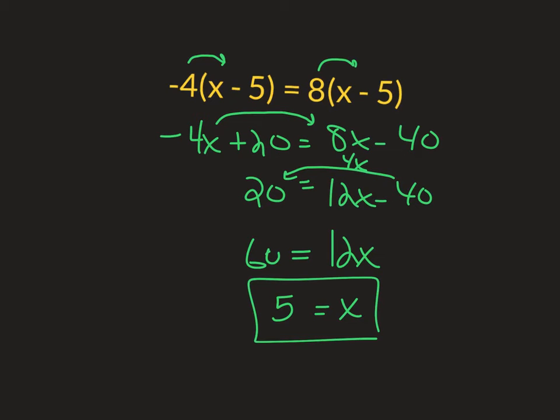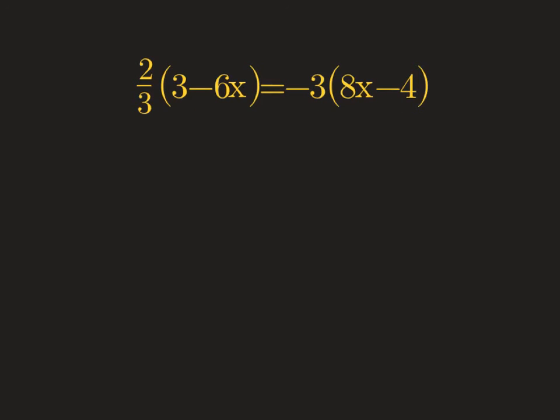There's my final answer. And again, if you plug that in, and the cool thing is if you plug 5 in there, 5 minus 5 is 0, 4 times 0 is 0, 8 times 0 is 0, so it definitely works. All right, last one. I want to show you one with a fraction in it. Now, before you pass out too much, watch what happens when I work out this fraction.